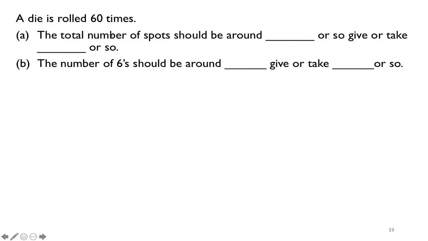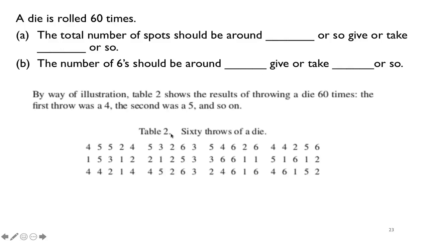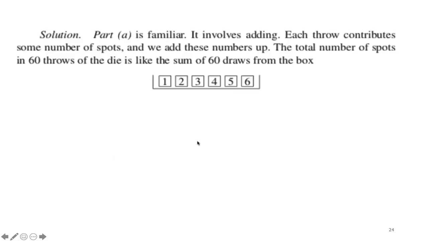Suppose I have a die that's rolled 60 times. I want to find the total number of spots, the sum of all the spots, and then find the error. Also the number of 6s that I get, and also that error. So maybe, for example, if I roll this die 60 times, I might get the following. I want to know the expected value of the sum of rolling a die 60 times, and how many times I expect to get a 6. If I count all the 6s, how many times do I expect to get 6? So those are the two problems.